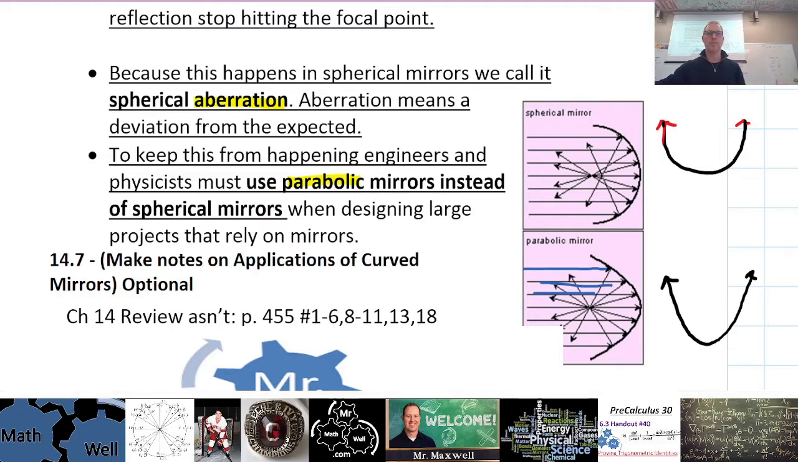So what do the notes say? Because this happens in spherical mirrors, we call it spherical aberration. Aberration means deviation from what's expected. To keep this from happening, engineers and physicists must use parabolic mirrors instead of spherical mirrors when designing large projects that rely on mirrors. And that's the end of that short little section there. Spherical aberration. Any questions about spherical aberration?